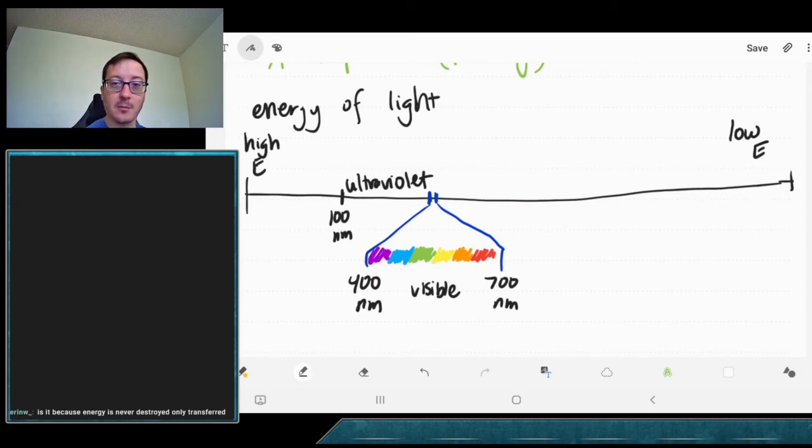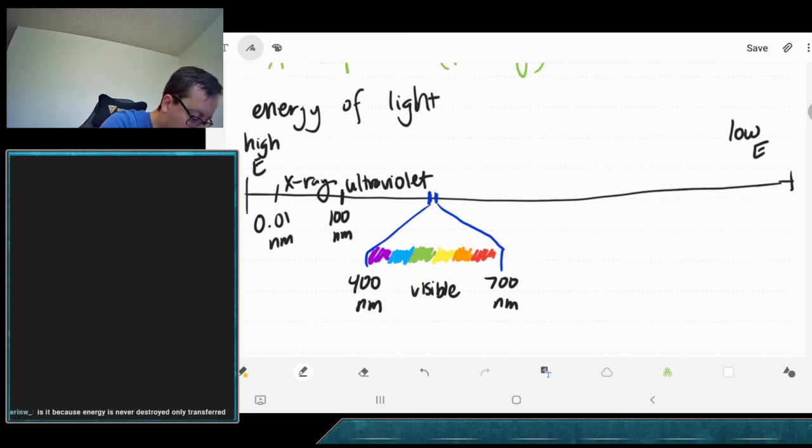That's where the problems come, right? That's where, well, UV light can't do this, but never mind. We'll talk about X-rays and talk about that. So below that, if we go shorter than UV light, we get into the X-ray range of things, going down to maybe the picometer range. So between 10 picometers and 100 nanometers is X-rays.